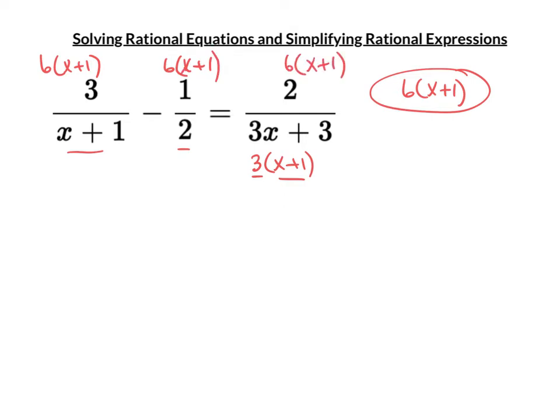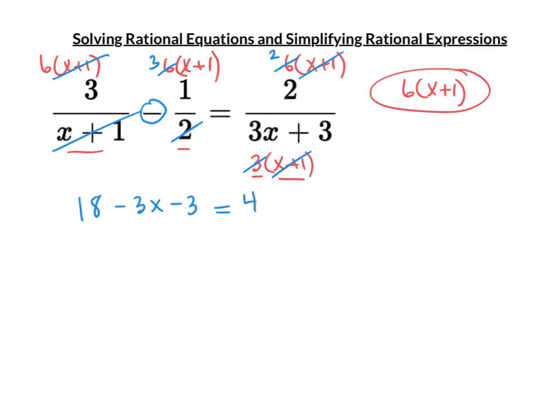When I do that, I can then cancel the fractions. The x plus 1s are gone. 6 times 3 is 18. 2 goes into 6 3 times. Watch out, I have to distribute this minus. Negative 3 times x plus 1 will be negative 3x minus 3. And then I'll cancel the 3 and the 6, and the 6 becomes 2. Cancel the x plus 1s, and all we're left with is 2 times 2, which is 4.